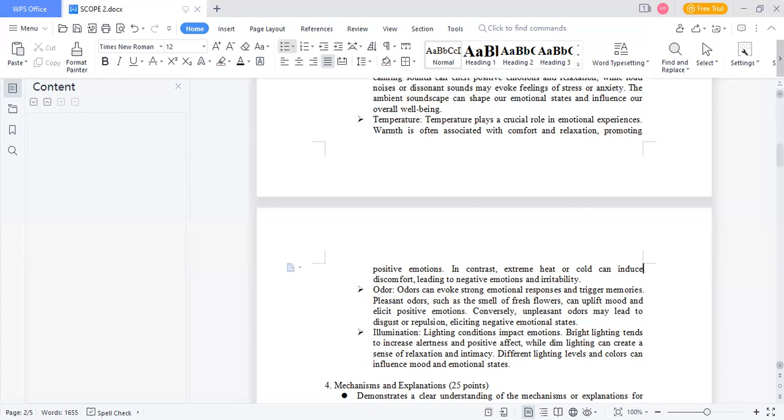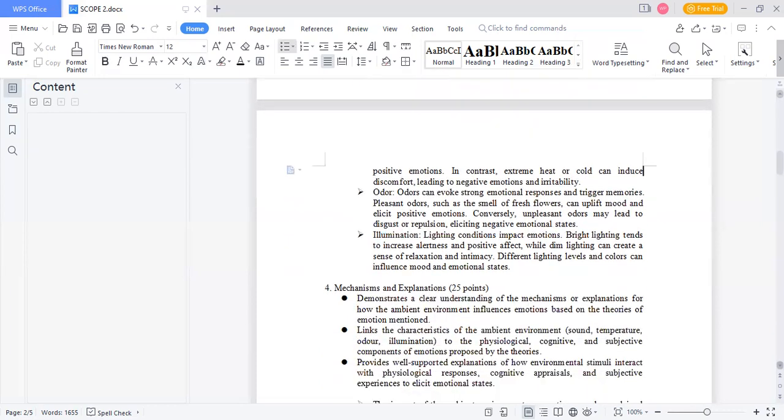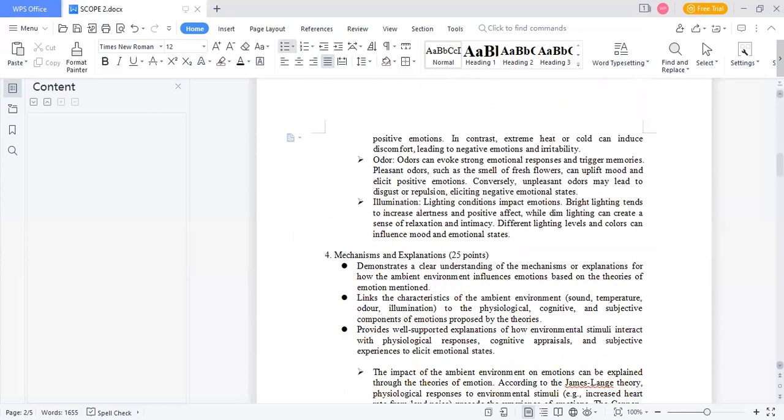So conversely, unpleasant odors may lead to disgust or repulsion, as well as elicit negative emotional states. Might give an example, staying in a flat where there are toilet problems in terms of the drainage system. I believe you understand me on that aspect.